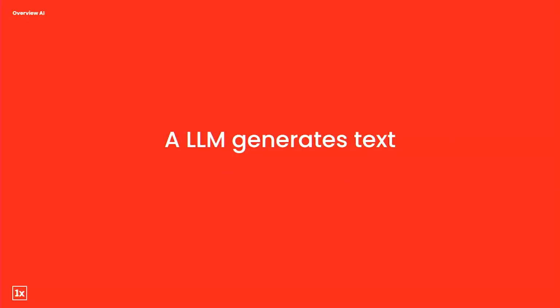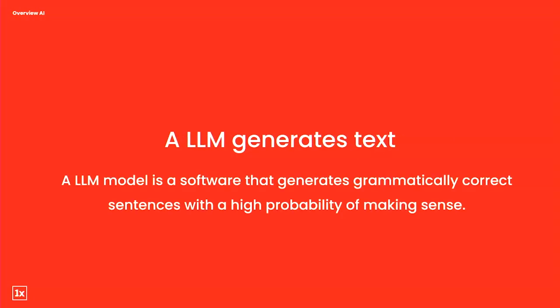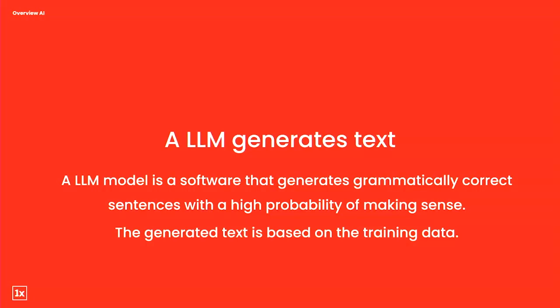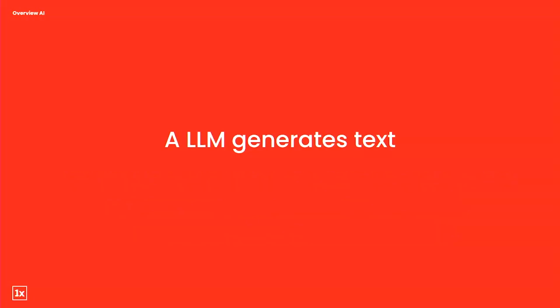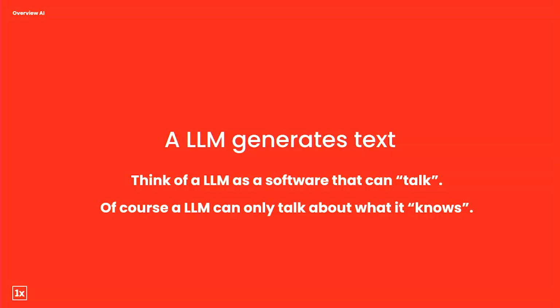So, summarizing, a large language model generates text. It's software that can make grammatically correct sentences with a very high probability of making sense. And the generated text is based on the training data. We saw this: data is used to train a model. So you can think of a large language model as software that can talk, but it can only talk about something that it knows.